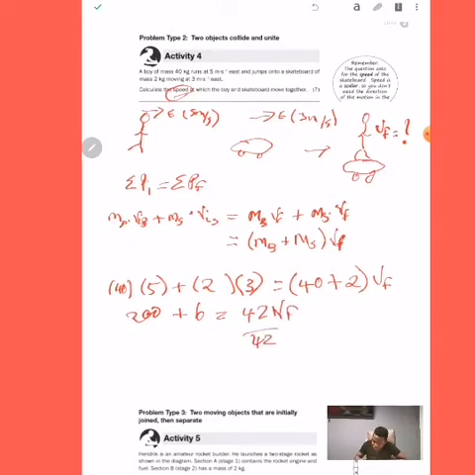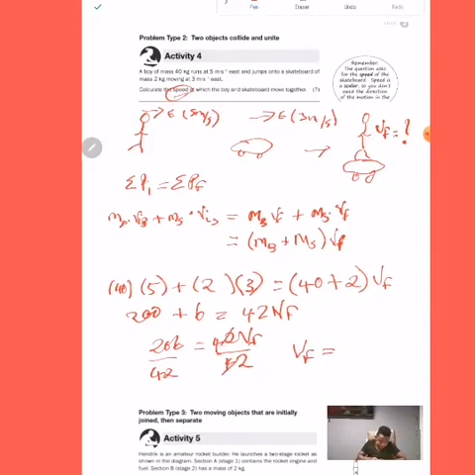We divide by 42. This is 206. Oh, let us not divide here. Let us add. This is 206 is equal to 42 VF. So let us divide by 42. So our final speed is going to be 206 divided by 42. So we will have 4.90 meters per second. So we will not indicate the direction as we are talking of the speed. So that was problem type number 2. Let us move on to problem type number 3.